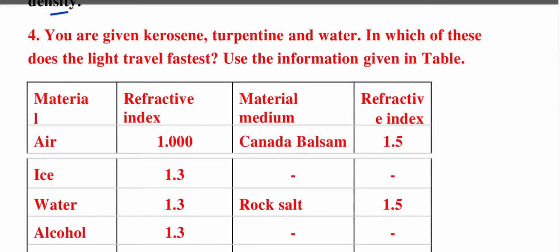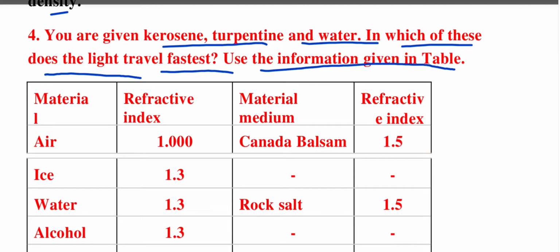You are given kerosene, turpentine and water. In which of these does light travel faster? Use the information in the given table. You can see the table from the textbook. So question is, they have given you kerosene, turpentine, water. In which of these does light travel faster?